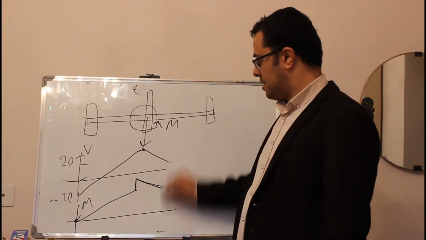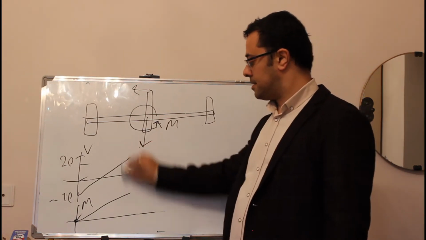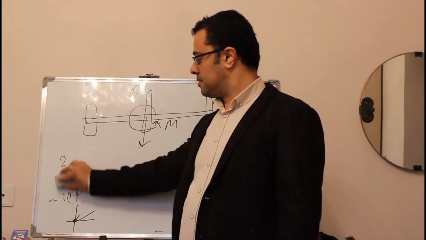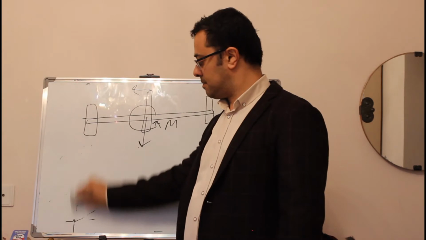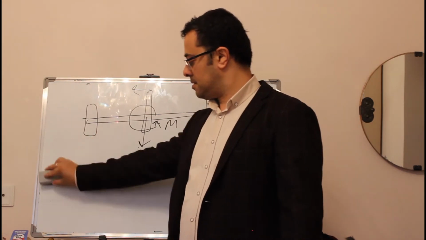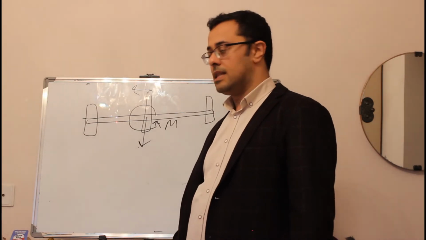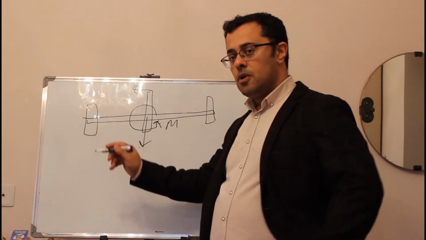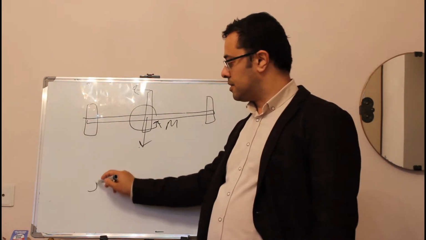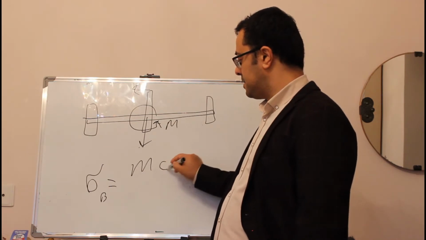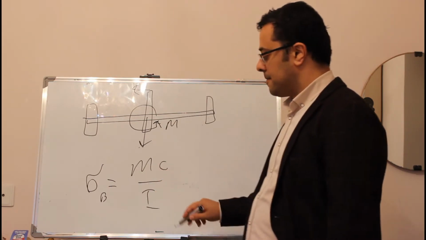Of course I didn't explain it explicitly, I'm explaining it implicitly. I am not going into explicit explanation, but I will do it in the online class where we talk to each other. So what you have to do is to calculate sigma bending, which is Mc over I.